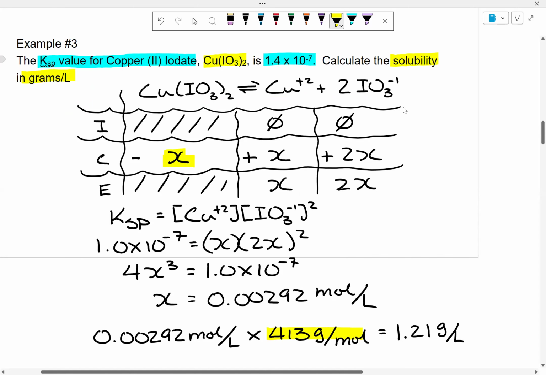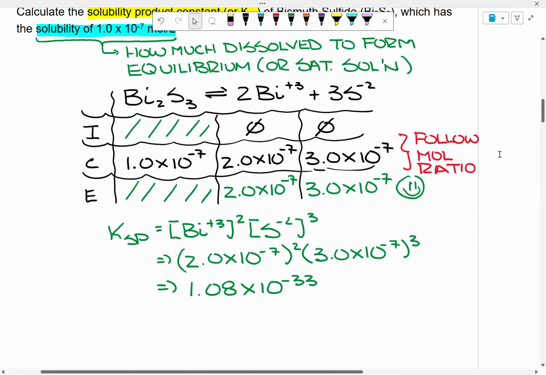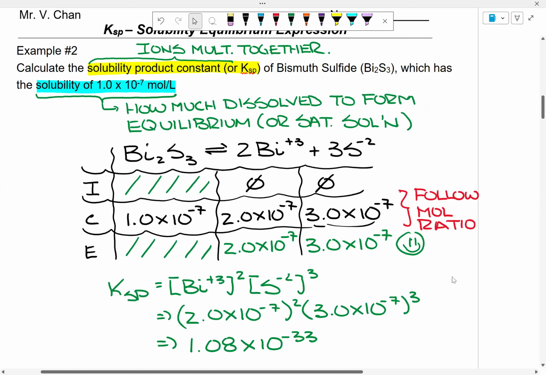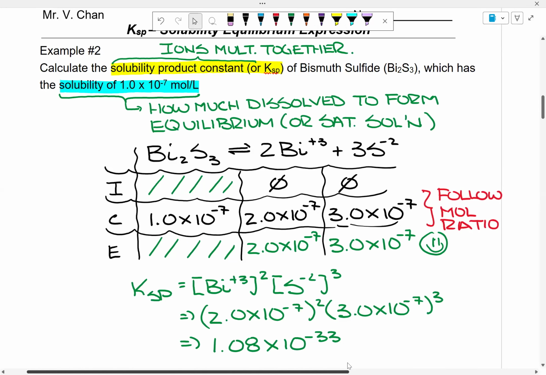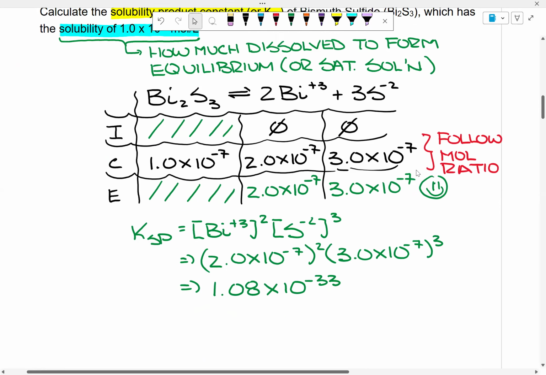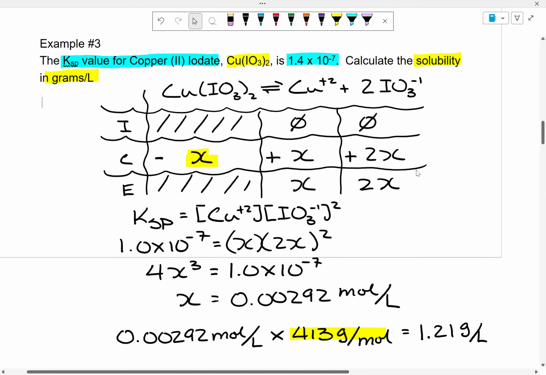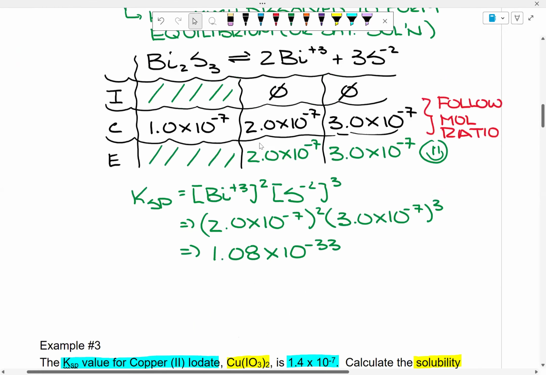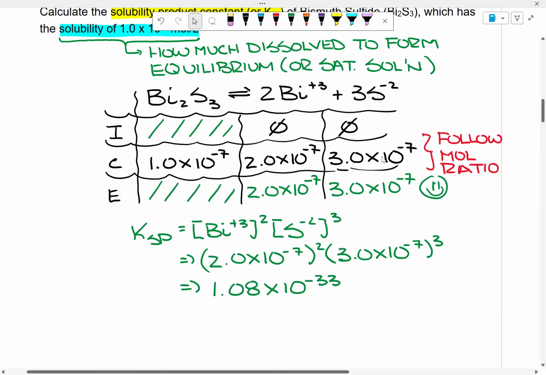Now, hopefully you see the similarity between this setup and this setup here. Maybe you can take some time to see how this was set up. What was going on with the mole ratios? So notice the similarities between example 2 and example number 3, but the only difference is that here you have X, here you have actual values.